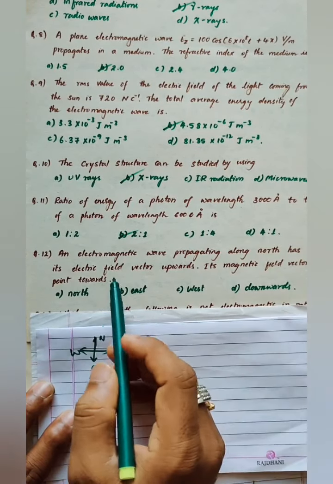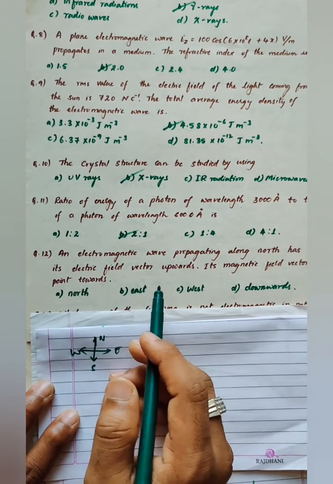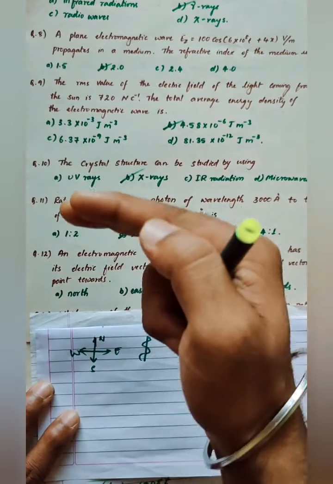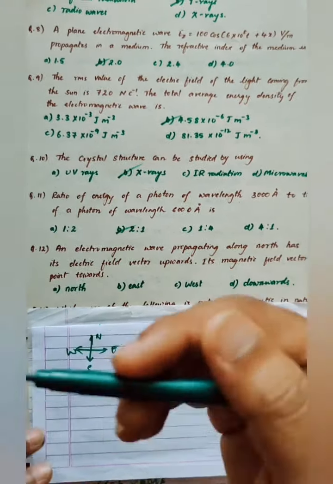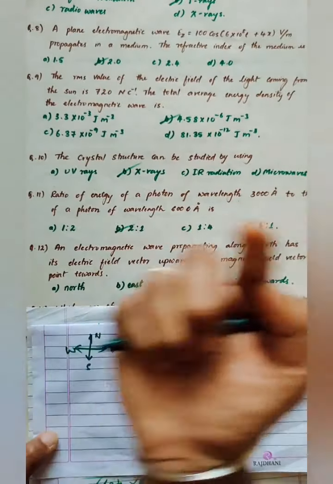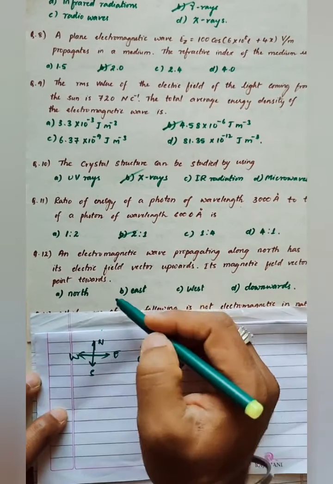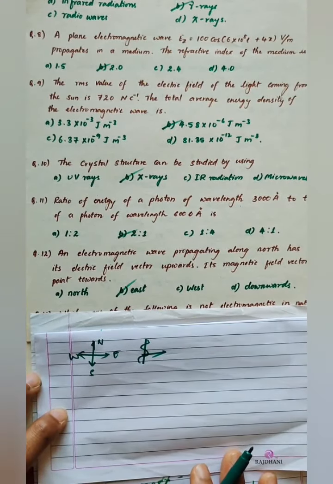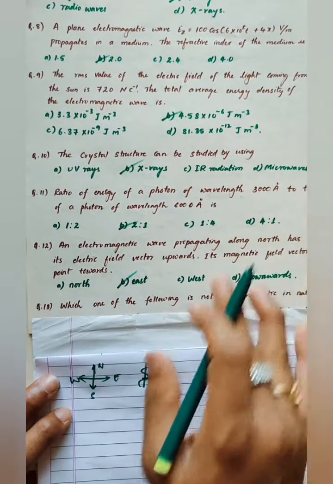But they are asking the magnetic field vector is towards which point. Obviously, if the electric field is in this direction, the magnetic field will be perpendicular. So the wave is going like this, and perpendicularly it is going like this. So obviously it is towards the east direction. So option B is the right answer. East is the right answer. Now we'll move to the next question, the last question.